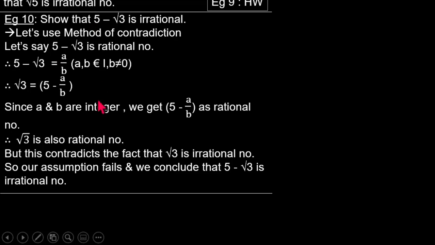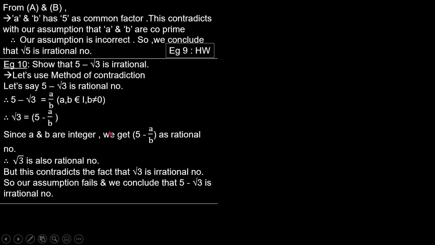So these are the simple steps that you have to write. The question may be asked majorly for 3 marks, and these are the steps that you have to follow for 5 minus root 3 or 2 plus root 3, and so on and so forth. Let's take one more example like this: 3 plus 2 root 5 is irrational.